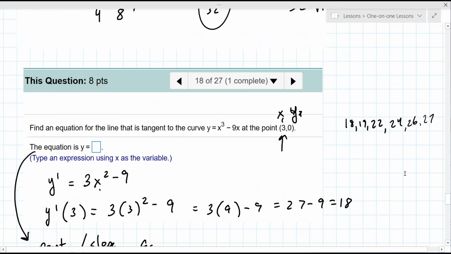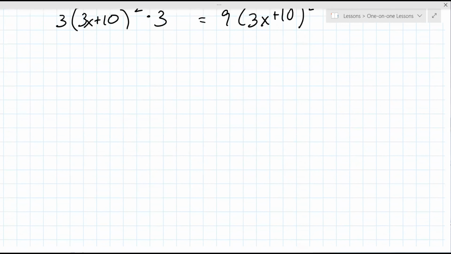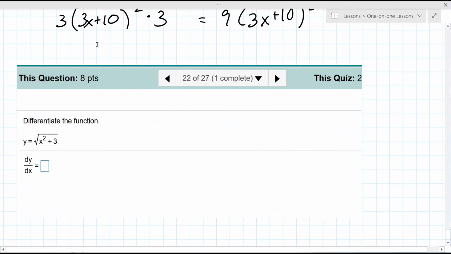22. You said 22, so we'll do that one. Okay, differentiate the function here. So this one has to be rewritten as x squared plus 3 to the 1/2 power. And then it's just like the previous problem. This is really f to the 1/2 power, where f is the x squared plus 3. F is that part inside the parentheses.